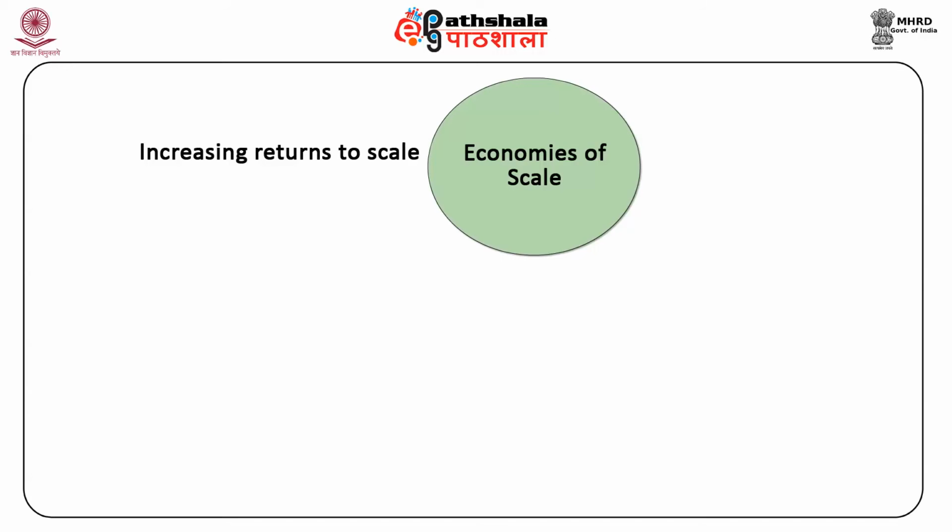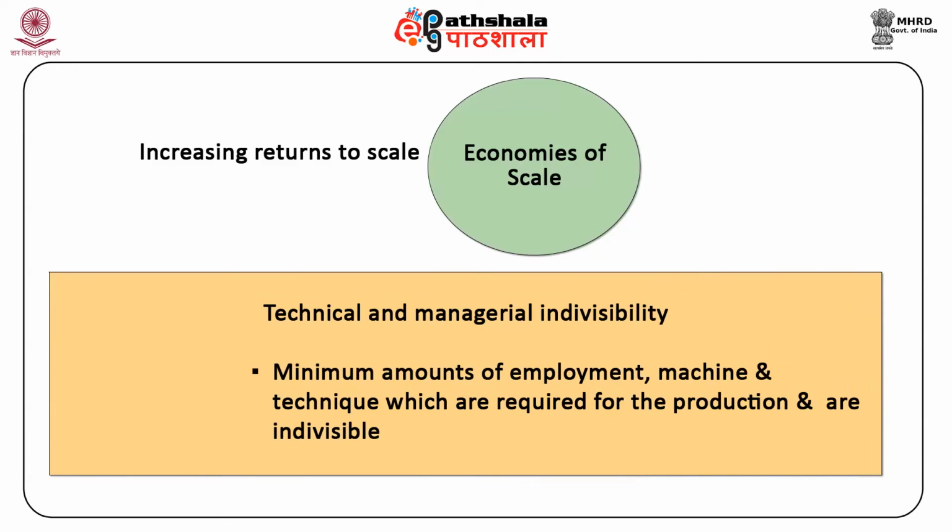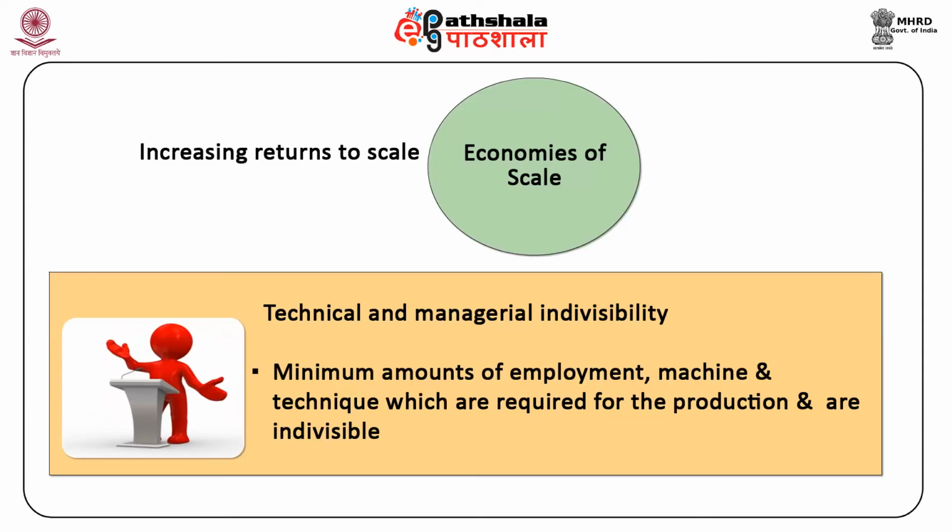The different types of economies of scale which lead to increasing returns to scale in a production process are technical and managerial indivisibility. Since it is difficult to divide any machine or technique in fractions, therefore there is always a minimum amount of employment, machine, and technique which are required for the production and which are indivisible in nature. When these inputs are increased, then they increase the production exponentially and hence increasing returns to scale take place.